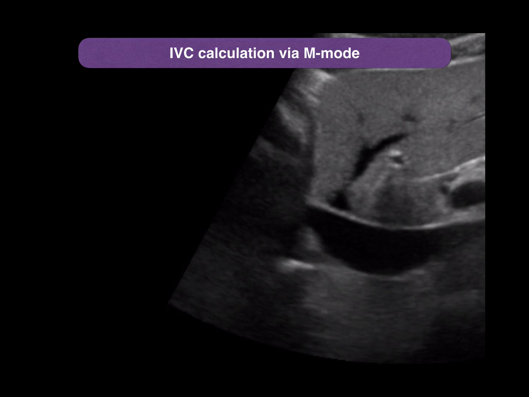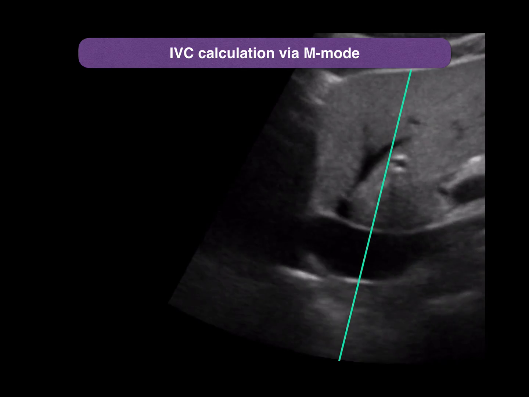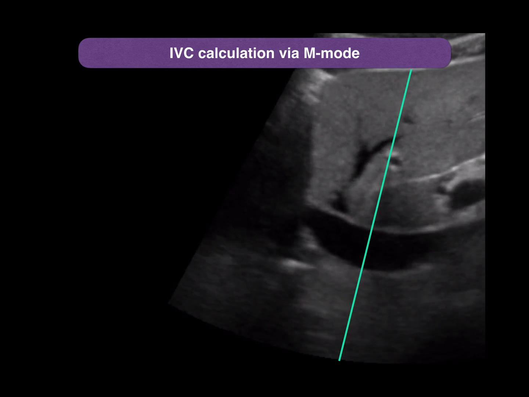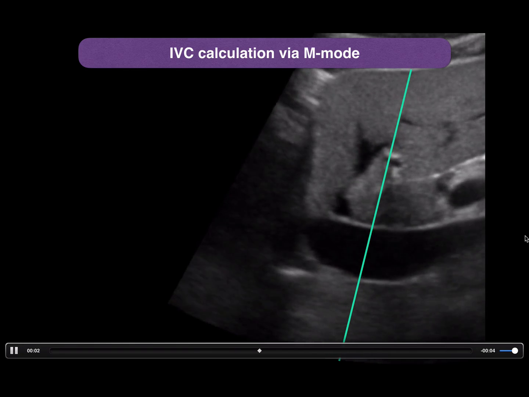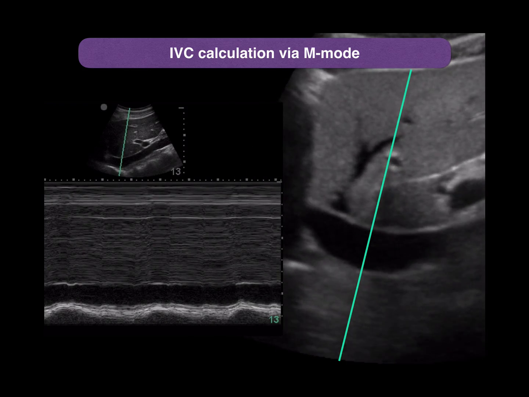So I mentioned that for the distensibility index, you need to perform an actual measurement. To do this, hit the M-mode button, and what you'll see is this line drop. Place this line about 2 centimeters caudal to the hepatic vein inlet, which is right here, and you'll want to hit M-mode again, and you get this tracing right here.